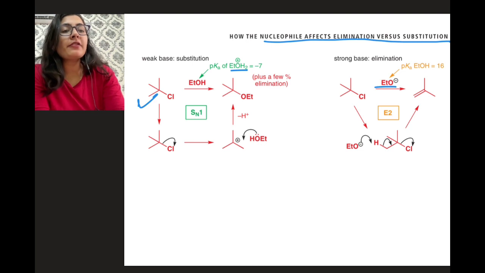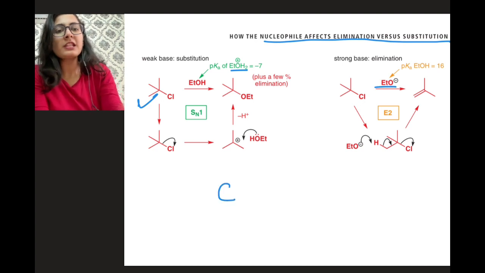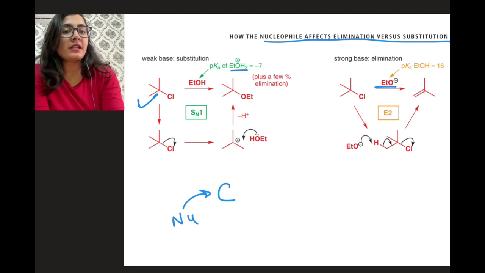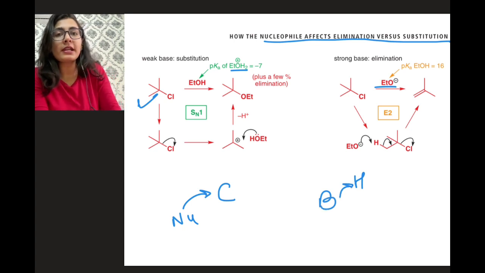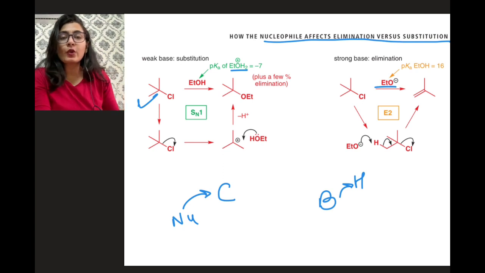So whenever any species, let's say this ethoxide, has a greater affinity for a proton than for the carbon, okay, if any species attacks this carbon, it is going to be termed as the nucleophile. And when any species attacks the hydrogen, it is going to be termed as the base. Sometimes the same species is going to behave both as a nucleophile and a base, given the structure of the molecule is different.